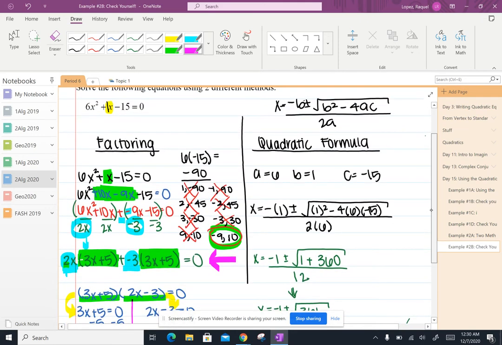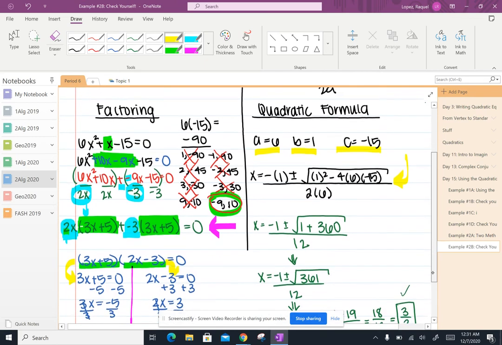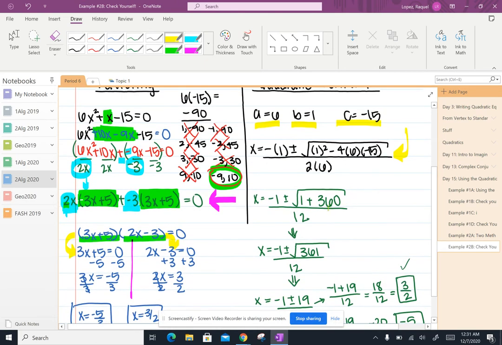Let's use the quadratic formula. So I've identified my a, b, and c. I substituted in those values into my quadratic formula. And then in the next step, I just simplified everything that was underneath the radical.